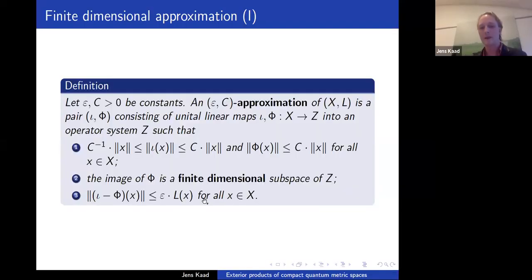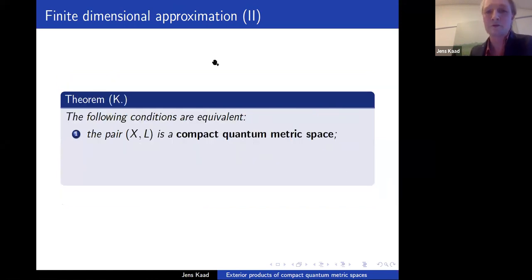Yes. All right, now we are ready for this new characterization of what it means to be a compact quantum metric space in terms of these finite dimensional approximations. Okay, so here are two equivalent conditions. The first one is, again, the trivial one. You have a compact quantum metric space. The interesting one is part 2.